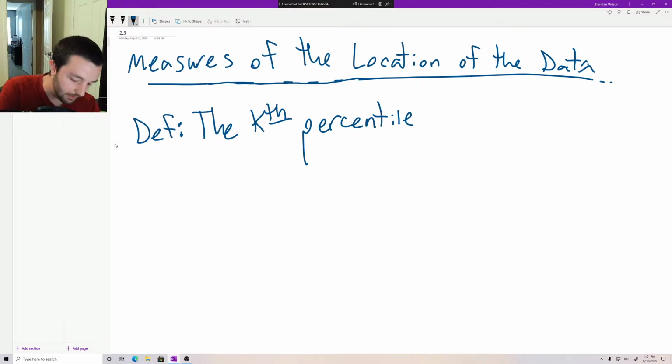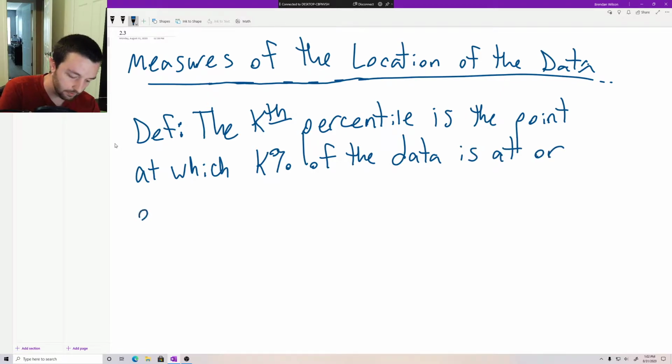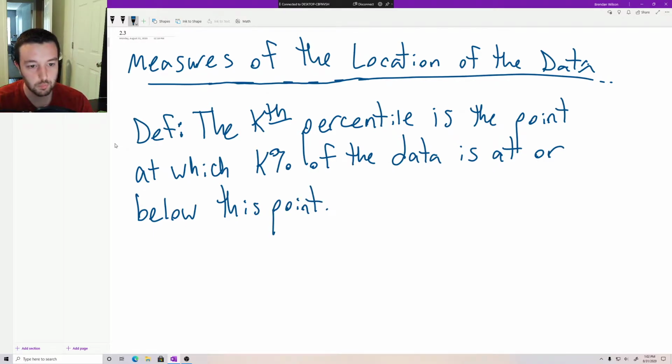What percentile means is the point at which K% of the data is at or below this point. So it's the point at which K% of the data is at or below this point.